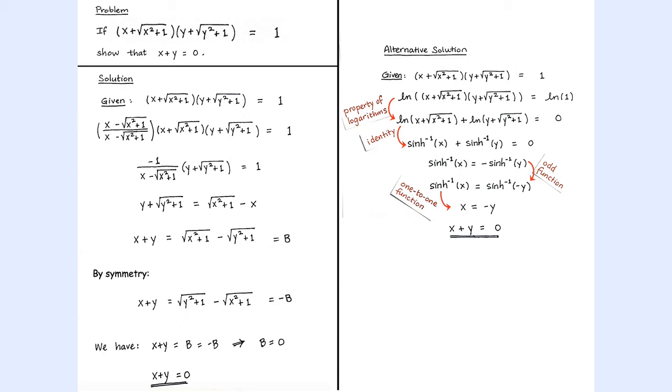It is interesting to compare the two solution methods shown here for solving the problem of the week. We see that the first method uses algebraic manipulations of powers and radicals, and also a symmetry argument. The alternative solution is a slightly more abstract algebra approach. It uses the property of logarithms, an algebraic identity, and properties of odd functions and one-to-one functions. There are no manipulations of powers or radicals at all, and no symmetry argument. Neat!